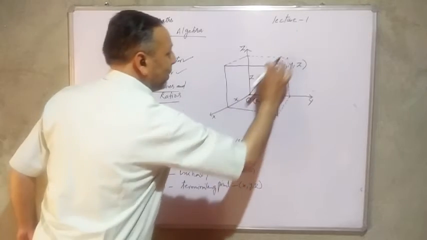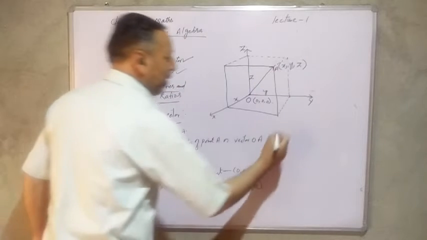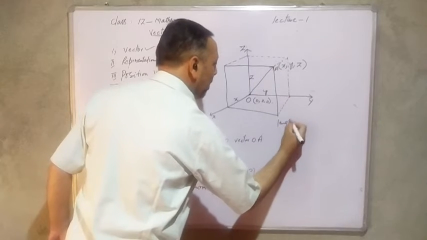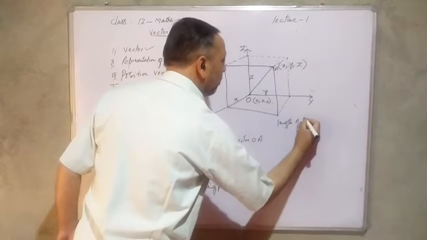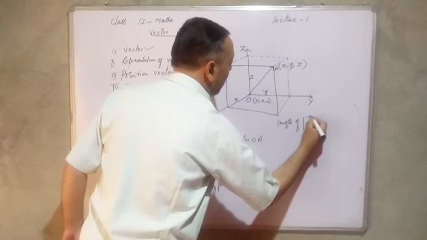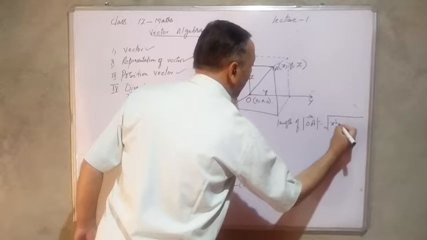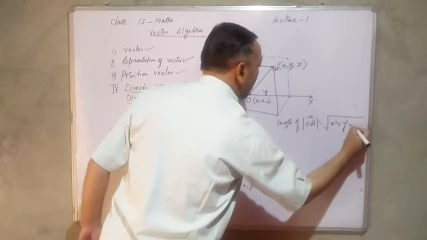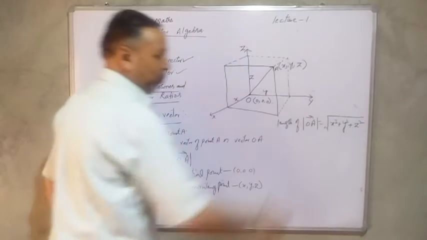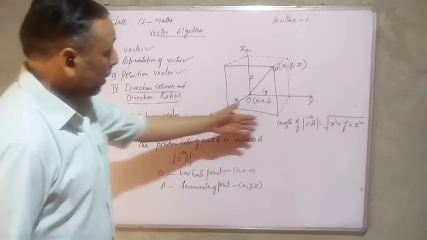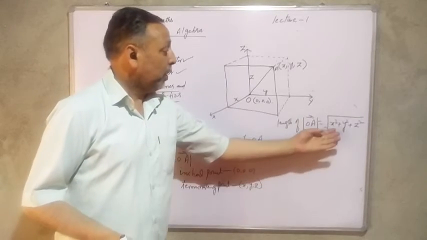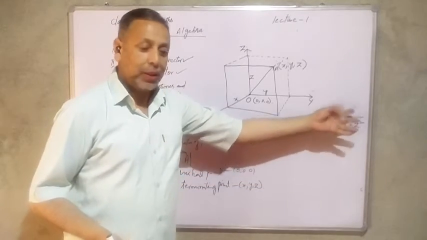Therefore, the length of this position vector OA is equal to under root of x square plus y square plus z square. How? The length of OA is under root of x square plus y square plus z square.